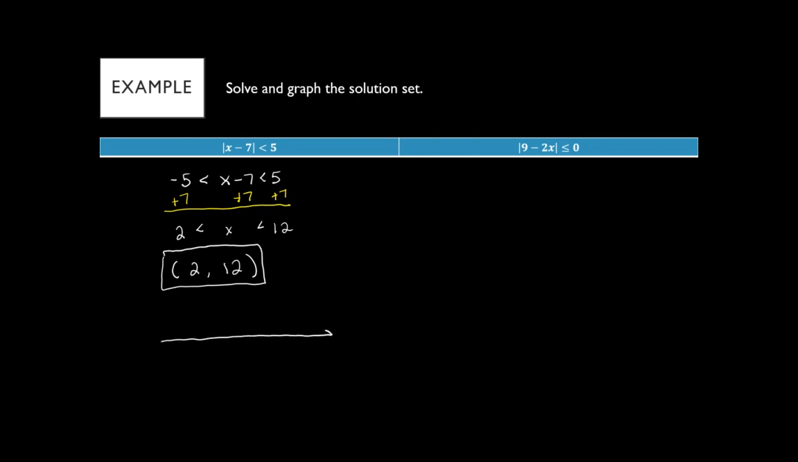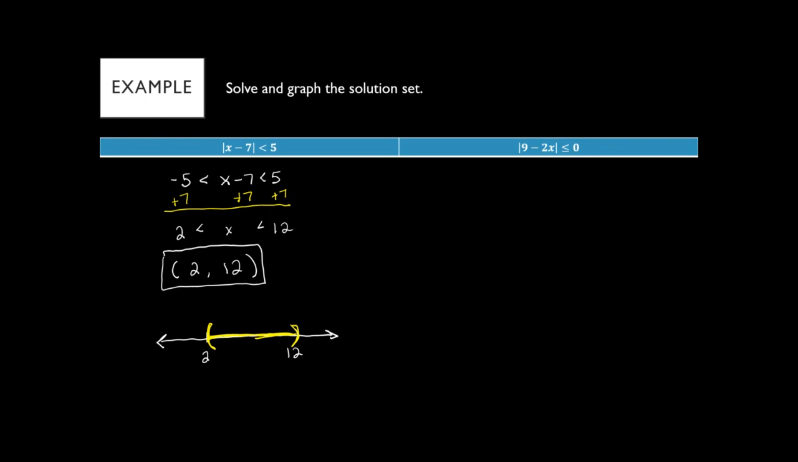And if you were to graph this, we're going to have 2 and 12 on our number line. And our solution is just in between these, but we're not including the endpoints. Because we're less than, we can't be equal to them. We're not allowed to include those endpoints. So that's the left one.